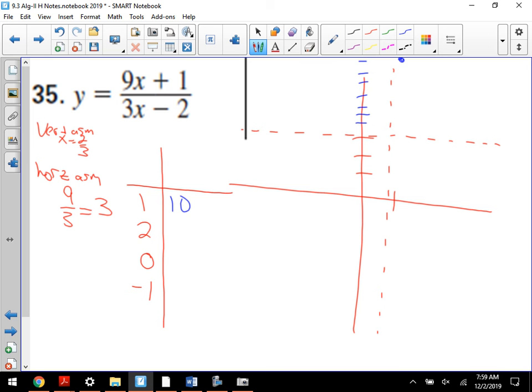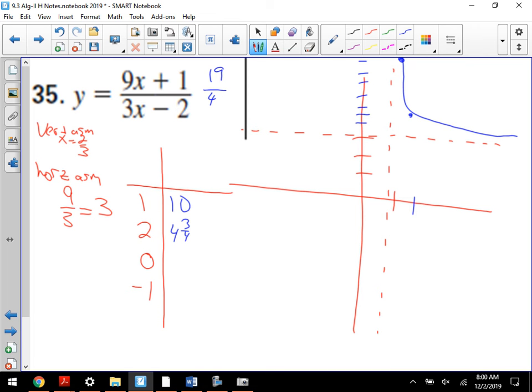If I use 2, we got 18, so we got 19 in the numerator. 6 minus 2 is 4. 19 fourths is almost 5, isn't it? So 4 and change. So this is giving us the appearance it's doing this. And then we go through the other one.